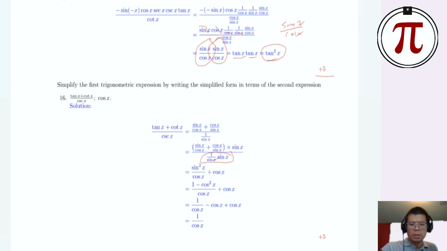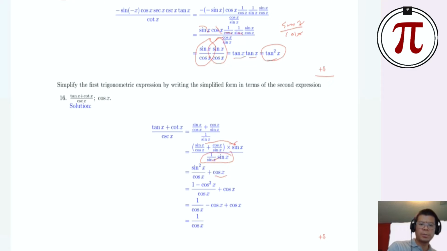So sine times the first term, sine square over cosine. Now sine times the second term, sine and sine cancel out, and that's cosine. Does that make sense? Okay.